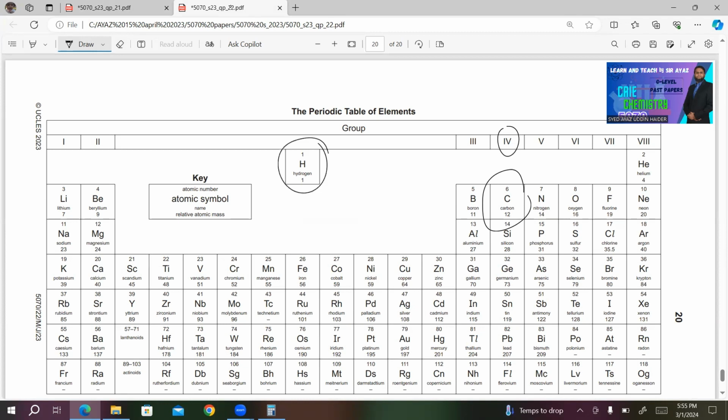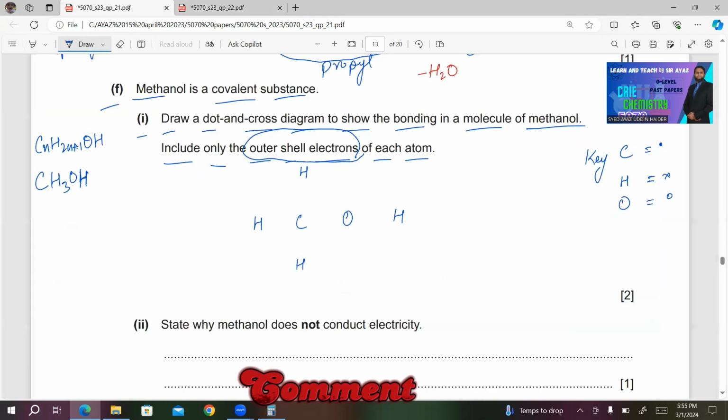Hydrogen, it has 1 proton number. It must be having 1 valence electron. Oxygen, it belongs to group 6. It must have 6 valence electrons. 6, 4, 1. Coming back to the question.